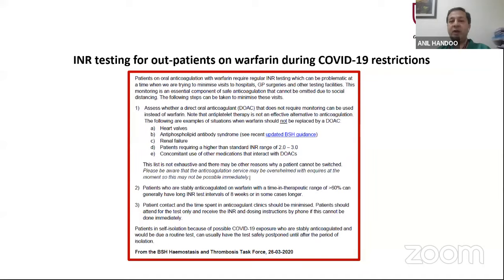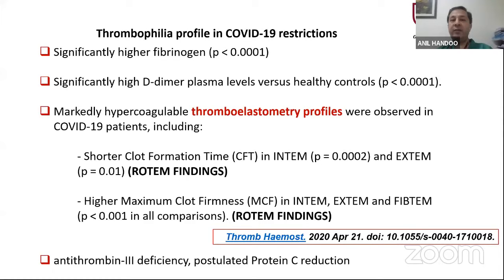Now, as far as thrombophilia profile in COVID-19 is concerned, we know that there will be significantly higher fibrinogen levels, and we are also aware of the fact that fibrinogen is basically nothing but an inflammatory marker, and therefore that level is high. We have also known so far by now that D-dimer levels are pretty high. And what is very interesting to note is that one of the articles which have worked on ROTEM has proven that there are shorter clot formation times in INTEM and EXTEM and a higher maximum clot firmness in INTEM, EXTEM, and FIBTEM. In all these cases, what does it mean? It simply tells you that there is a hypercoagulable state.